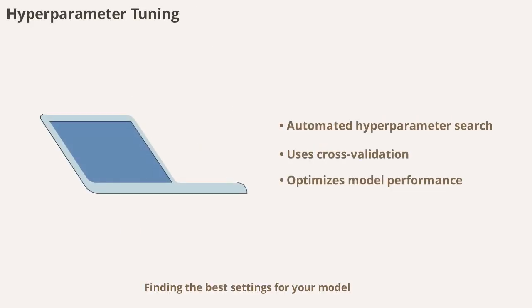Finding the best settings for your model can make a big difference in performance. Scikit-learn's GridSearchCV automates the process of testing different hyperparameter combinations, using cross-validation to find the optimal configuration. This systematic approach saves time and helps you get the most out of your models.